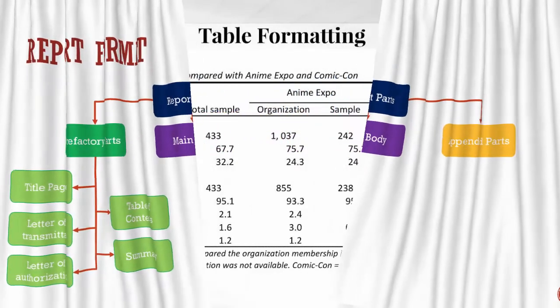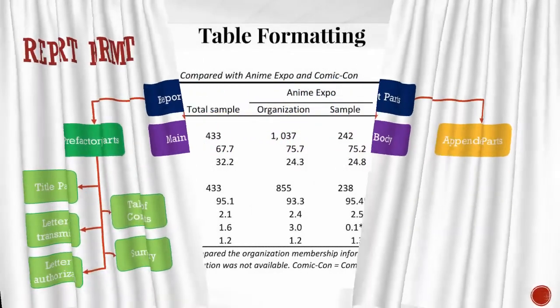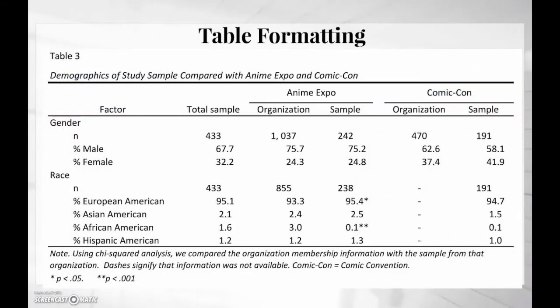Tables present large amounts of numerical information in a concise manner. They are especially useful for presenting several pieces of information about each item discussed. Short tables are helpful in the body of the report. Long tables are better suited for an appendix.